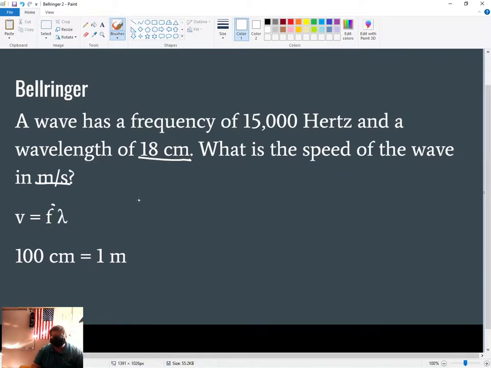Okay, let's say I use the equation. So we know velocity is frequency times wavelength. So pretty simple. We just take 15,000 hertz, or remember, hertz is inverse seconds, times the wavelength, which again, what would happen if I left it as 18 centimeters? Okay, so you'd have 15,000 times 18. You get a big number. You get 270,000.